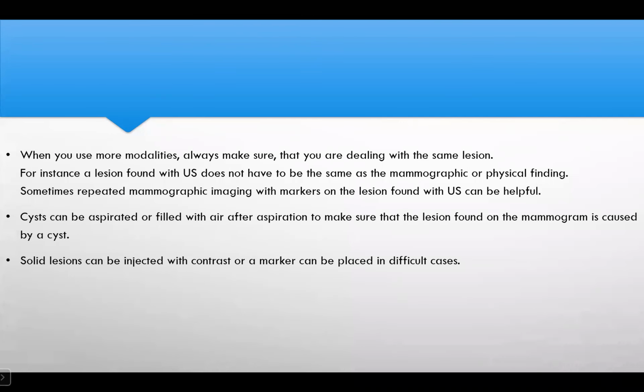When we use more than one modality, always make sure that we are dealing with the same lesion. For instance, the lesion found on ultrasound doesn't have to be the same as the lesion seen on the mammogram or physical examination. So repeating the mammography with a marker on the lesion found on ultrasound can be helpful. The cyst can be aspirated or filled with air after aspiration to make sure that the lesion found on mammogram is caused by the cyst. A solid lesion can be injected with contrast to help in difficult cases.